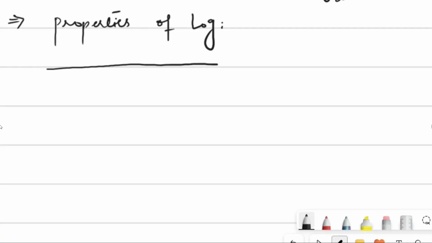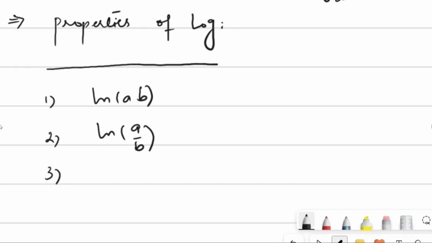Now let's discuss some important properties of logarithm. The first one is ln of ab, the second one is ln of a divided by b, and the third one is ln of a raised to the power m. So how are we going to resolve them?